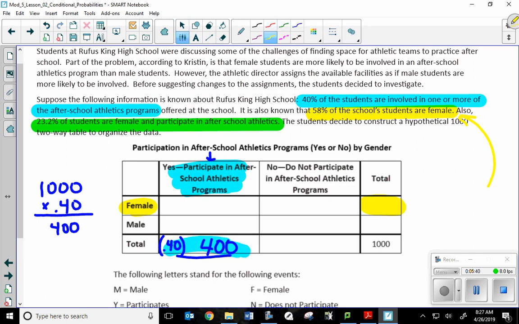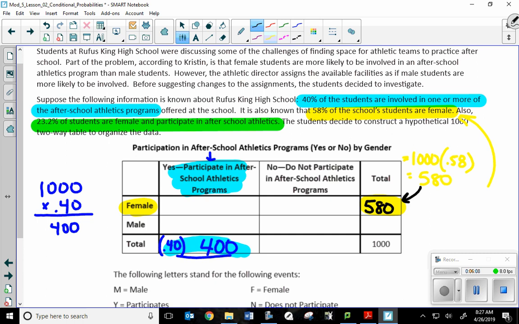All right, so 58% of the school students are females. So out of my 1,000 students, 58% are females. So if I multiply those, I get 580. And of course, I can't write yellow on yellow, so I'll just call this 580. That's 0.58. That's how I got my 580 females.